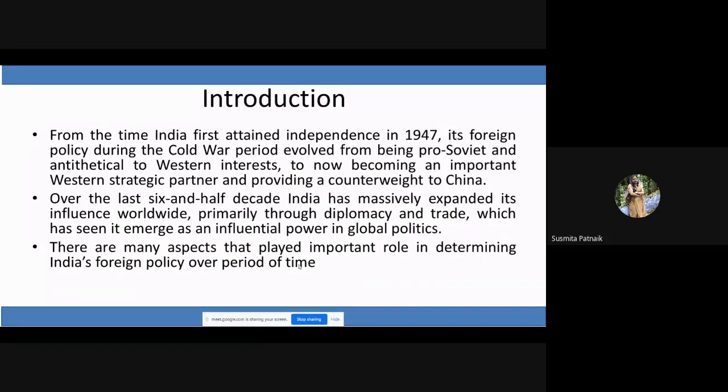Over the last 6.5 decades, India has massively expanded its influence worldwide, not only economically, socially, and politically, but everywhere. Within 60 years, India has expanded worldwide from independence till now. Primarily, it has expanded through diplomacy. Diplomacy means techniques, trade, treaties, and agreements, and it has seen India emerge as an influential power in global politics. There are many aspects that played an important role in determining India's foreign policy from the initiation to that time.